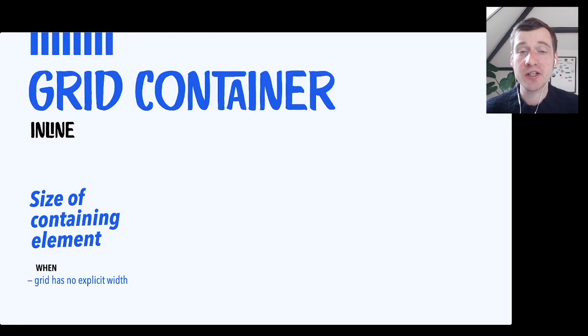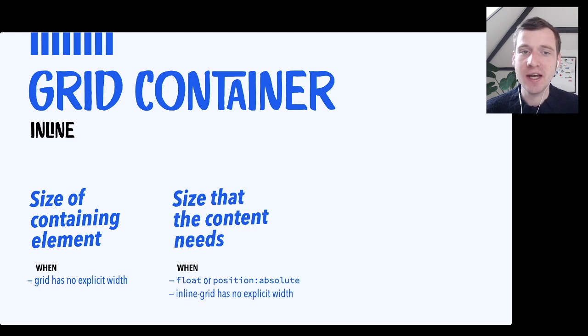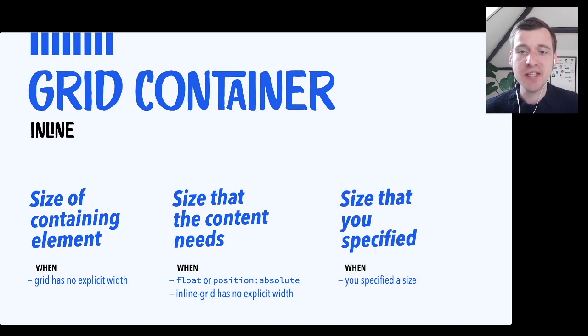So the grid container is going to take the size of its containing element when the grid does not have an explicit width. It's going to take the size that the content needs when you use float or position absolute, or when you use an inline grid, and it's going to take the size that you've specified when you've specified a size. So that's how big your grid container is going to be in its inline direction.